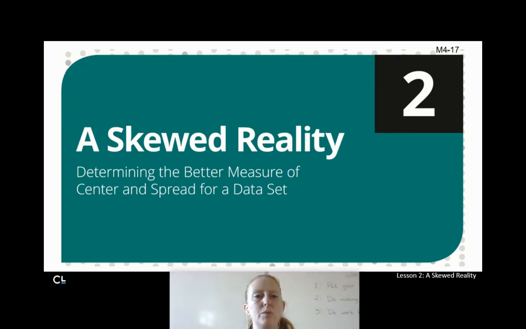So we've been determining the better measure of center and spread for a data set. We're on the second day of this. We've already done a bit of this before. We're just kicking it to the next level today, just playing around with it a bit more.